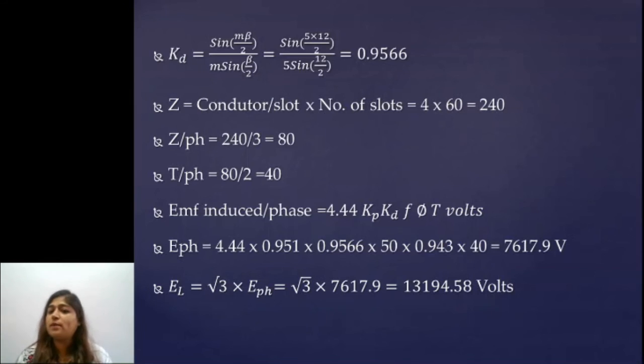But अगर ऐसा कोई problem है जिसमें phase spread दिया हुआ है और कुछ और नहीं दिया हुआ है, like suppose slots नहीं दिए हुए हैं या poles नहीं दिए हैं, ऐसा हो सकता है, तब आपको phase spread use करके m या beta निकालना पड़ेगा, and accordingly you can calculate n.